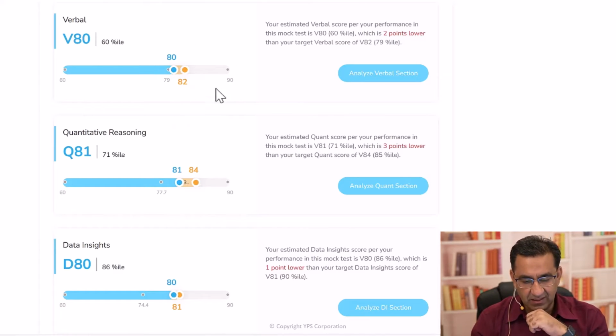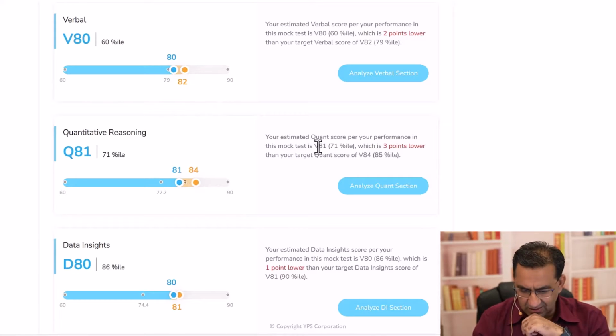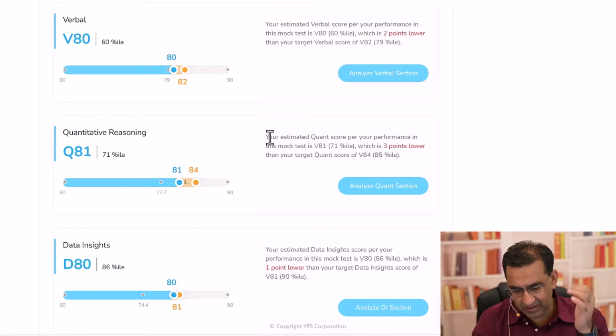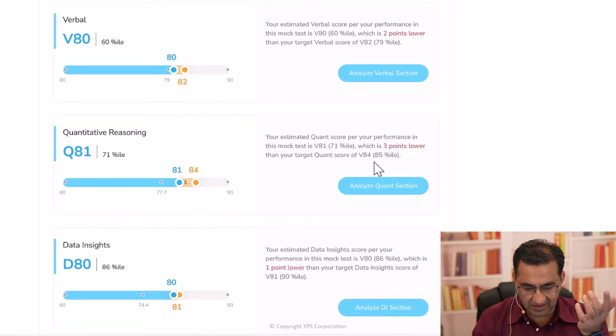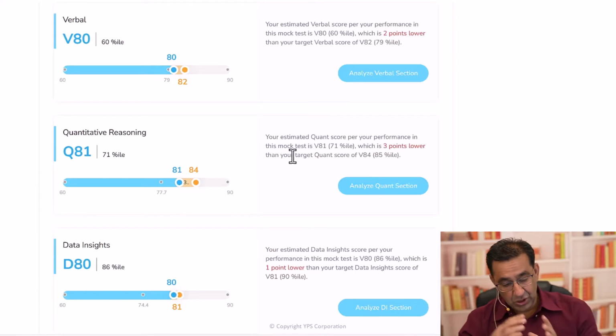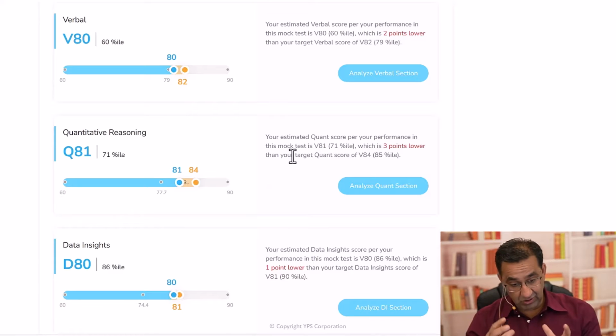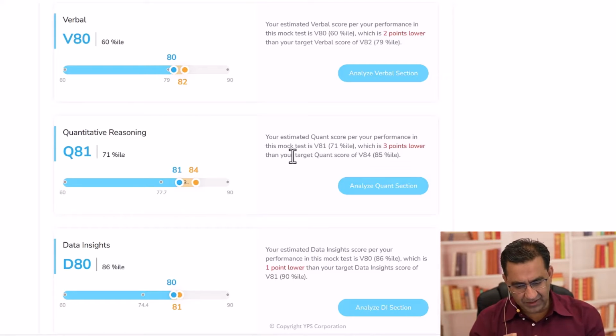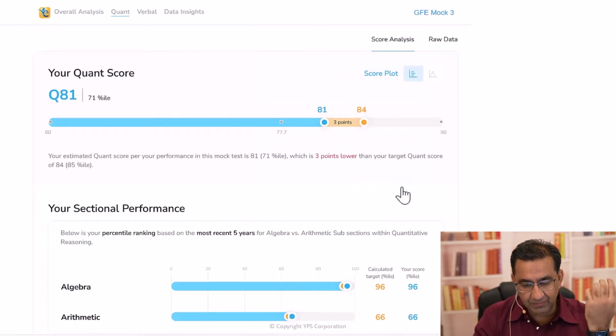And based on the insights from the PSP engine, you have your target scores. You can read that over here as well, where it says your estimated quant score is 3 points lower than your target quant score. It says you're currently at the 71st percentile and your goal is to get to the 85th percentile. So using this information first, you know exactly what you need to aim for, but then you can go one level deeper to figure out where in quant you would get that improvement.